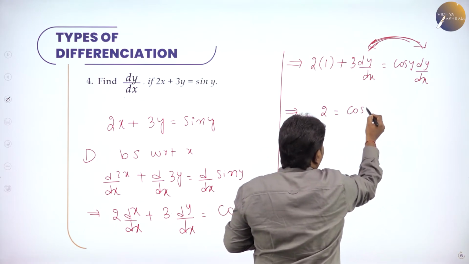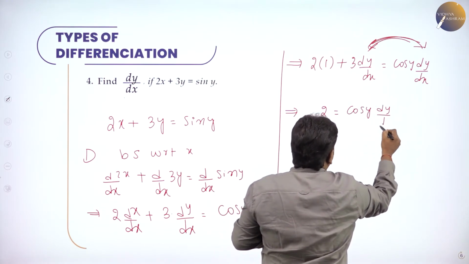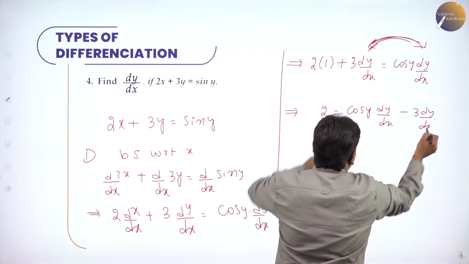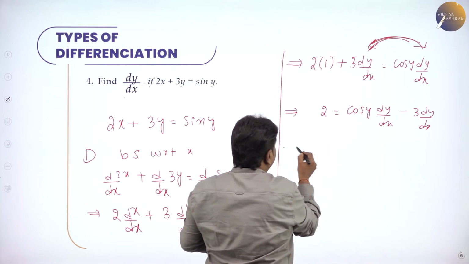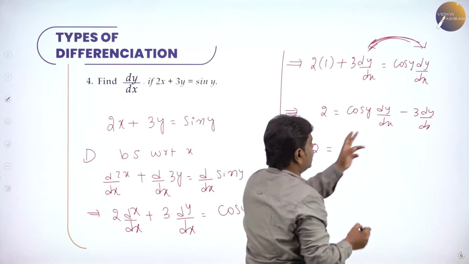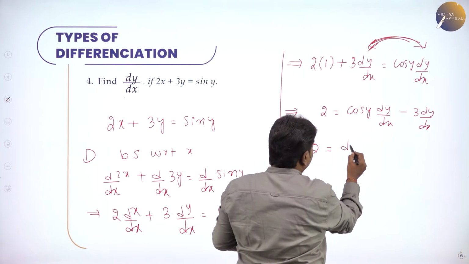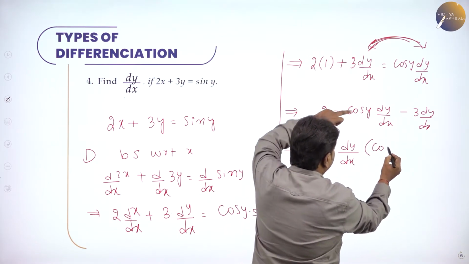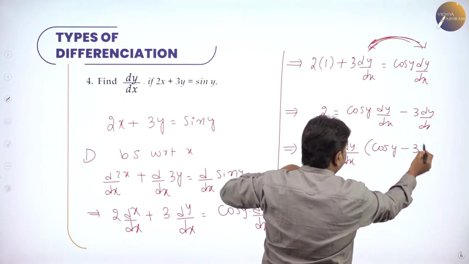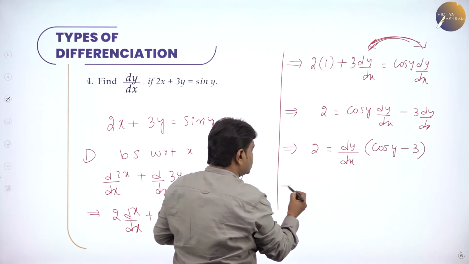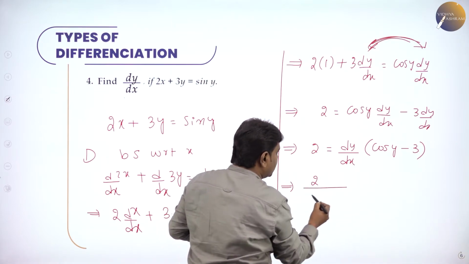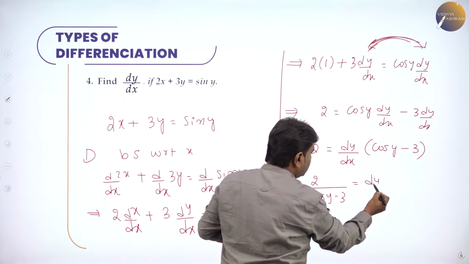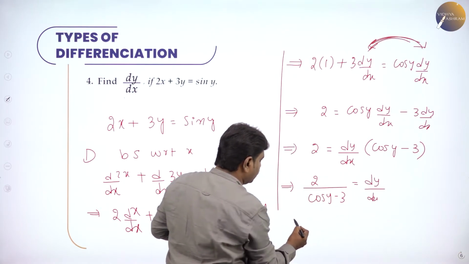So cos y dy by dx. I'll avoid negative term. So minus 3 into dy by dx. If the whole term transfers that side, it becomes minus. So now that implies 2 is equal to, what is common in these two? Dy by dx. Take out dy by dx. What is left out? Cos y minus 3. Now it transfers to LHS, it will become divided by. So 2 divided by cos y minus 3 is the value of what? Dy by dx. So therefore we got the dy by dx.